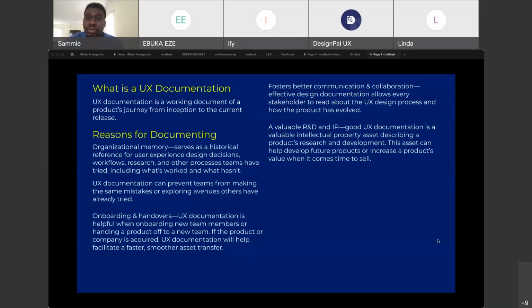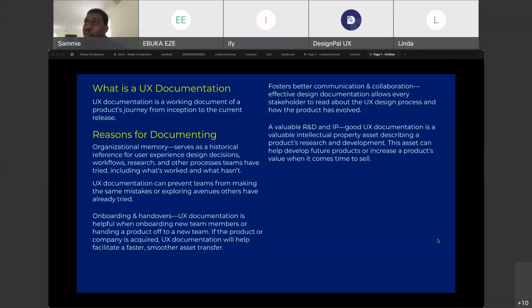Now, foster better communication and collaboration. Effective design documentation allows every stakeholder to read about the UX design process and how the product has evolved. Now, truth is, stakeholders are never patient. Even when you are doing your research, they like to see what's happening. They like to know where their funds and their investment is going.